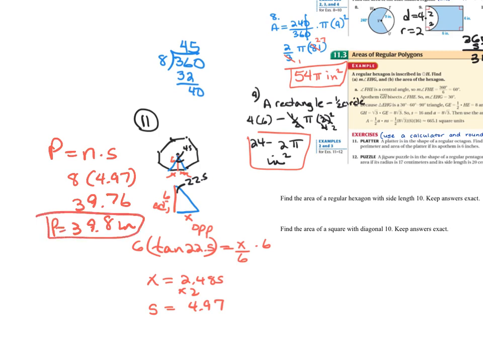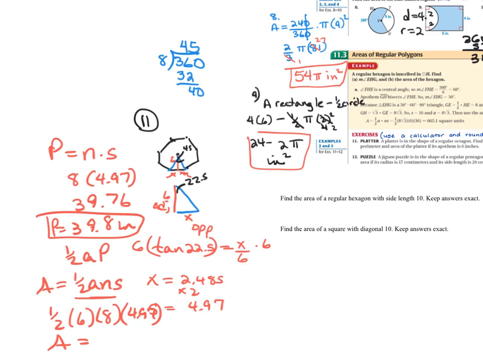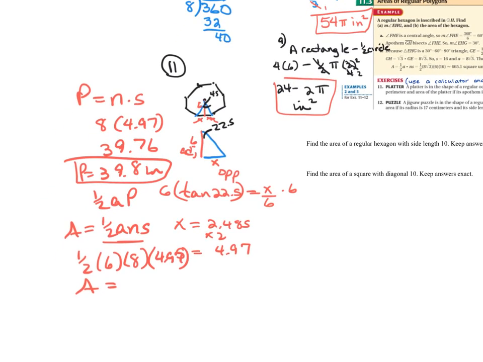And now to find the area, I can do 2 things. I could either do 1/2 a n s, or 1/2 a times perimeter, since I've already calculated it. If I just use this formula, 1/2, my apothem was 6, my number of sides is 8, and my side length is 4.97. Once I multiply these four numbers, my area is 119.3 inches squared.